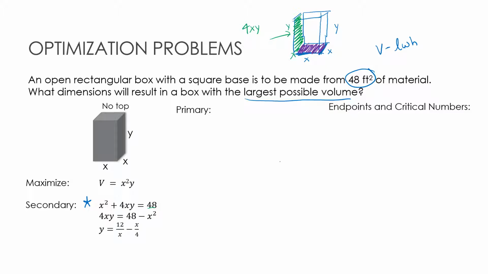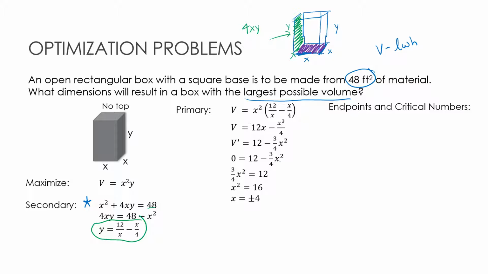So again, I'm going to try to get a variable all by itself, which I have done. And then I have to go back to my primary equation and plug in that y value, x squared y. And then remember, it's just algebra to here. From here, now it's calculus. Now I have to actually find the derivative of the function. Then plug in a 0 to find my critical values. And I end up with plus or minus 4. So plus or minus 4 is what I'm going to be dealing with.